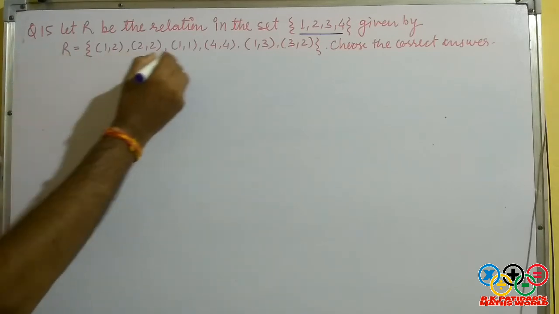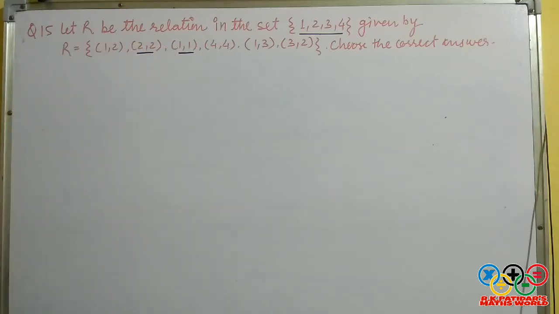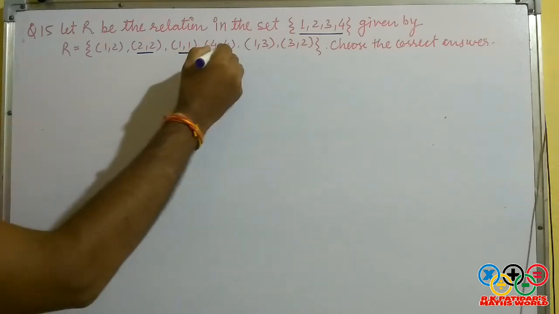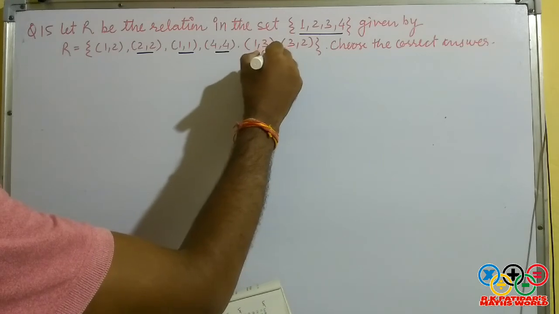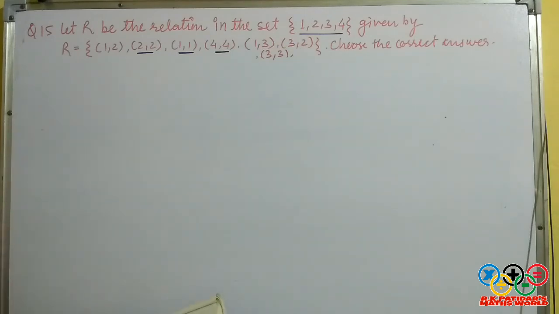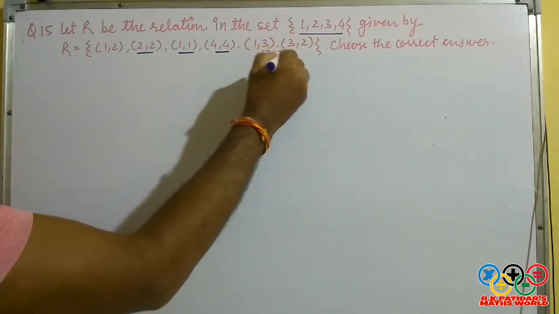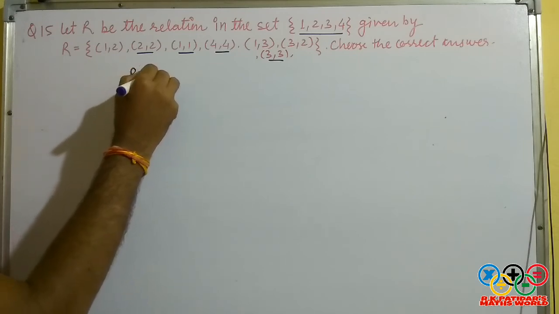Yes, 1 1, 2 2 belong to the set. 4 4 also belongs to this set, and 3 3. Sorry, I forgot it here. 3 3 is also an element of this set. So 1 1, 2 2, 3 3 means all elements have themselves as an image. Means this is reflexive. ये रिफ्लेक्सिव तो हो गई सही.